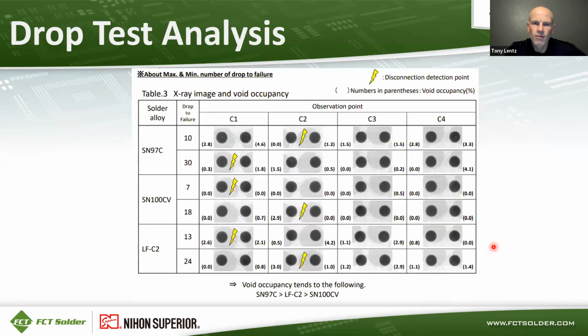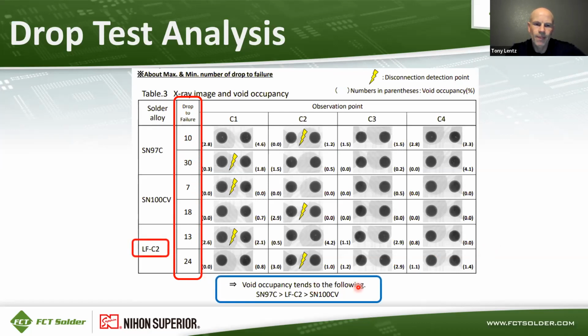Here's voiding measurements that were taken, and also a summary of the drops to failure. So this list of drops to failure is the minimum and maximum number of drops to failure. And then in terms of void occupancy, SAC305 gave the highest voiding, LFC2 was second, and then S100CV overall had the lowest voiding for this particular test.